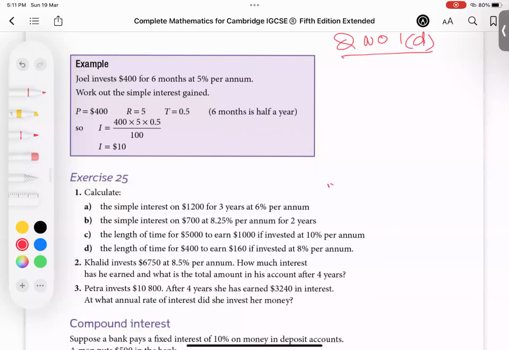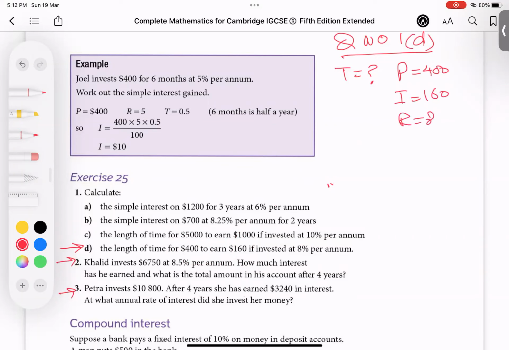Yes, students, I hope you have tried part D, question number 2 and question number 3. Let's start with part D. Bismillah ar-Rahman ar-Rahim. Find the length of time, which is the target, so T is a question mark. He said for 400 to earn 160. This is a very important thing. He is investing 400 and earning 160. So investment is P. P is 400 and he earns a profit of $160. So I is 160 and R is 8%, as given.